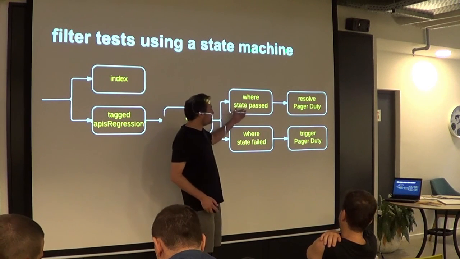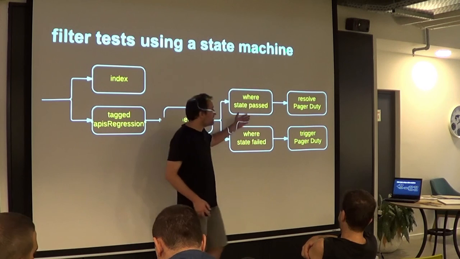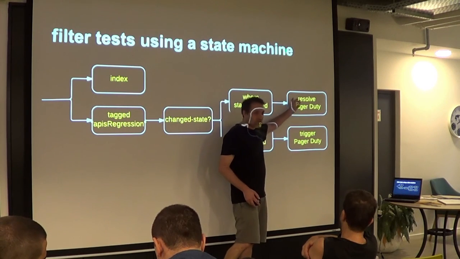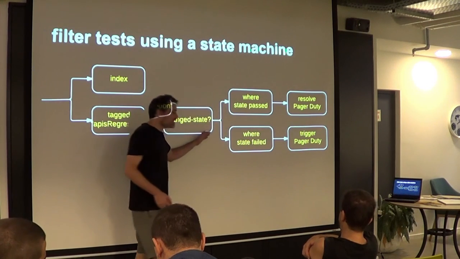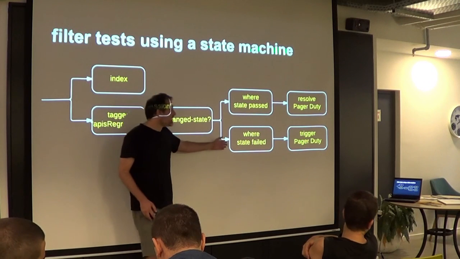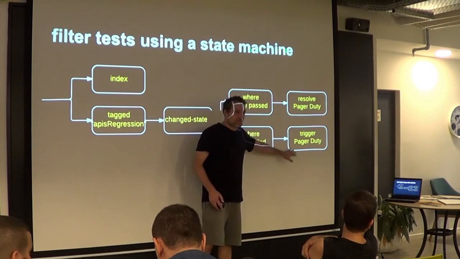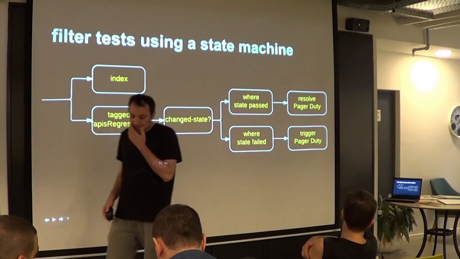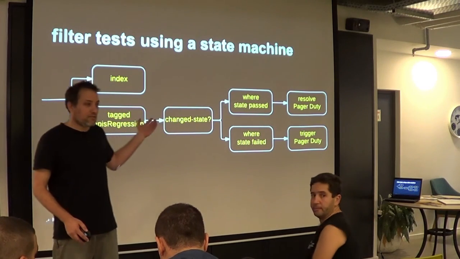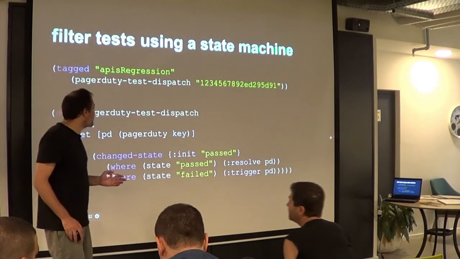Then do one of these. If the state is okay, the test passes, then tell PagerDuty to resolve that already. If there was a state change but the test failed, then trigger a PagerDuty alert. And this is what you would see in the Riemann documentation. This is how it looks in the code.